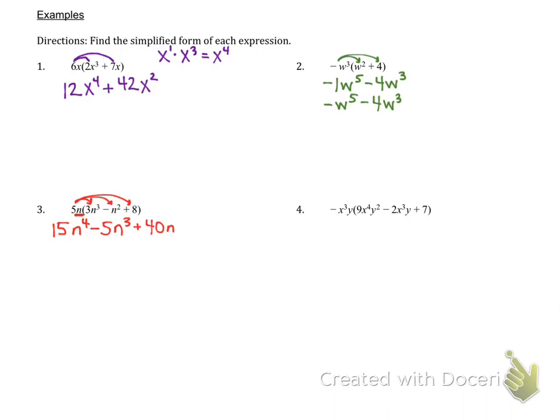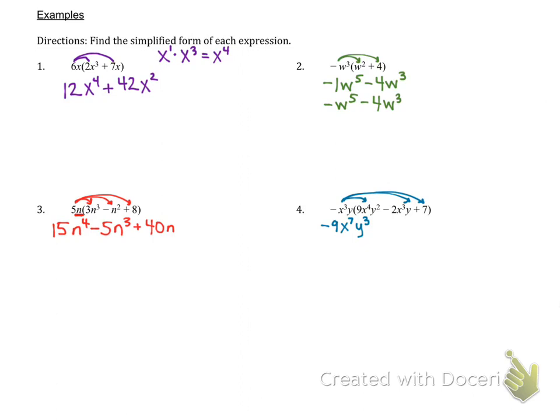And our last one, number 4. So this one we have a lot more variables, but we can definitely still do it. So first I have negative x cubed y times 9x to the 4th y squared. So I have negative 1 times 9, let's do it piece by piece, is negative 9. X cubed times x to the 4th, I'm going to add the exponents, so x to the 7th. Y times y squared is y cubed.